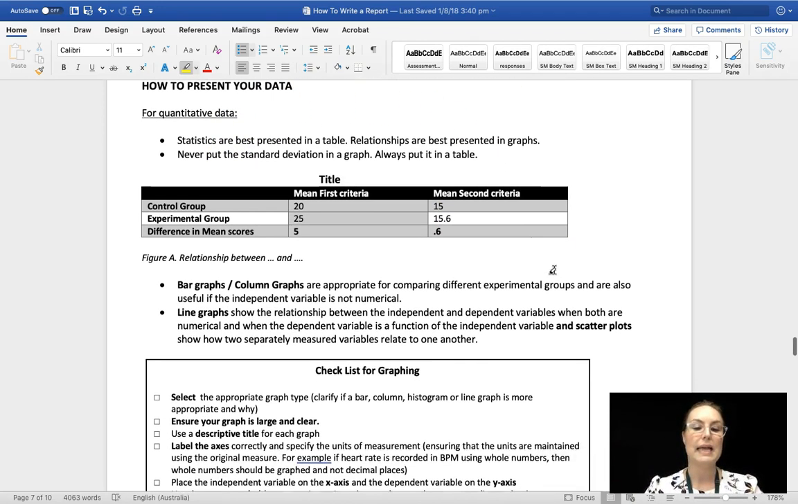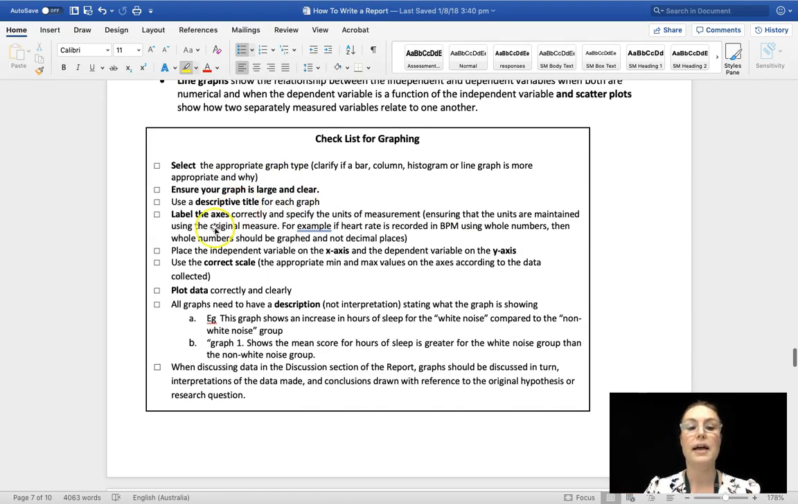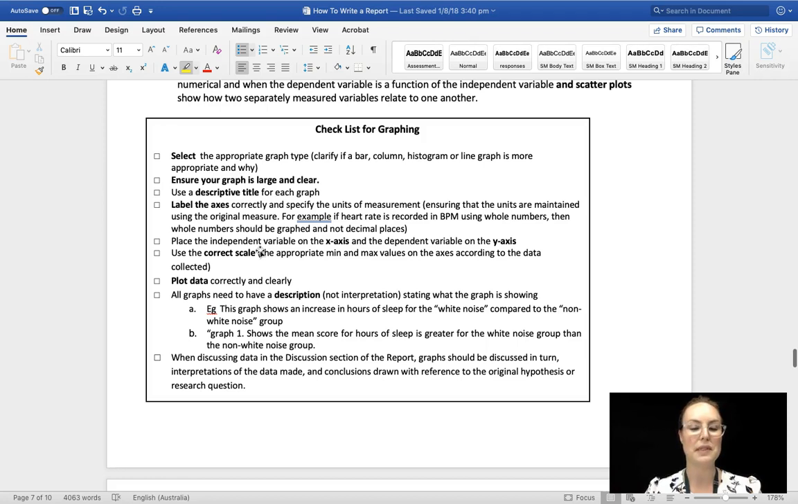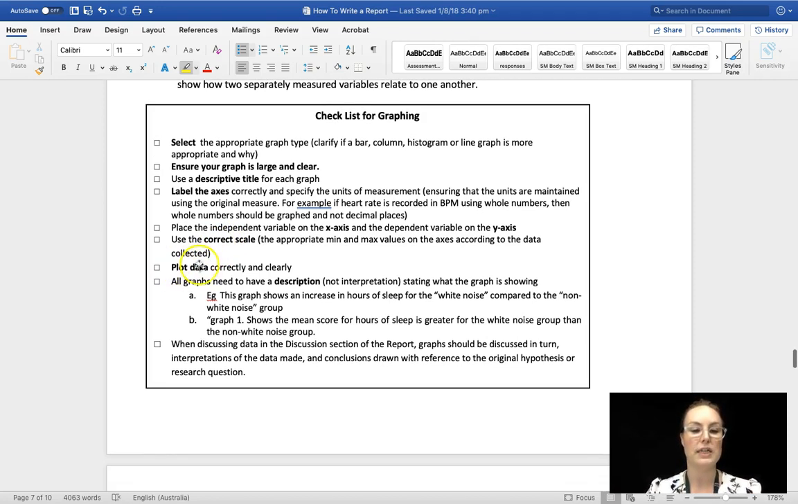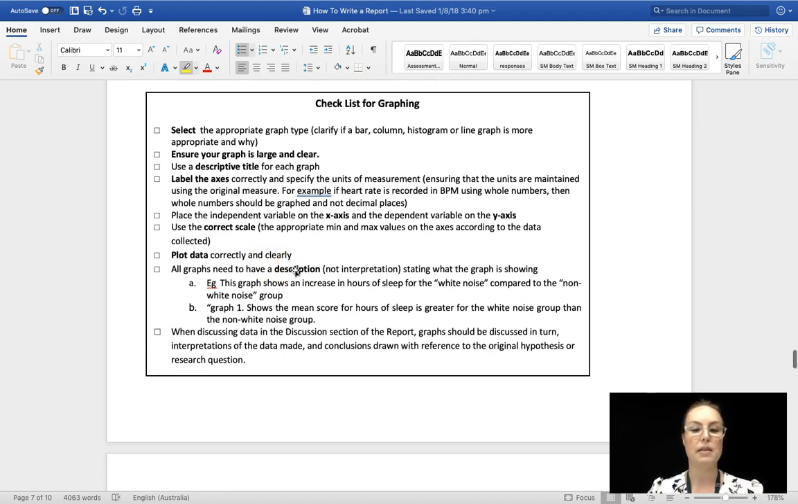Some of the main takeaways here are to select the appropriate graph type. Make sure it's really large. It should take up about a third to a half of the page. It should have a title. The axes should be labeled. The axes should also be in the correct place for the variables. You need to have a correct scale, so it needs to start at 0. You need to plot your data correctly, include a brief caption underneath about what the graph is showing.